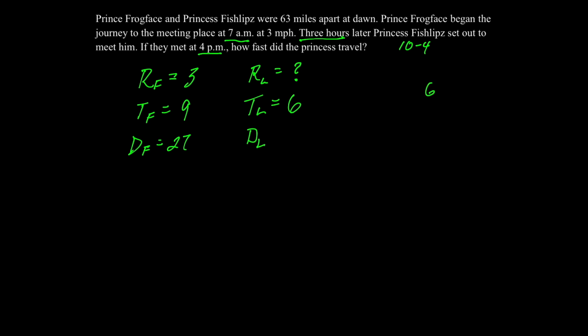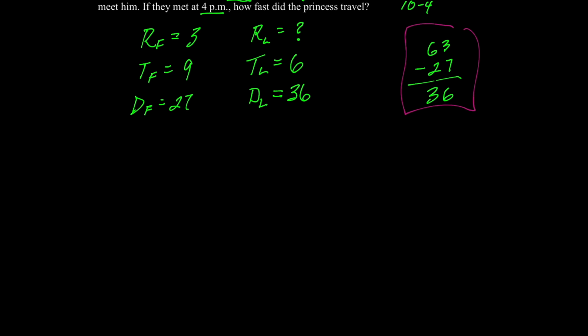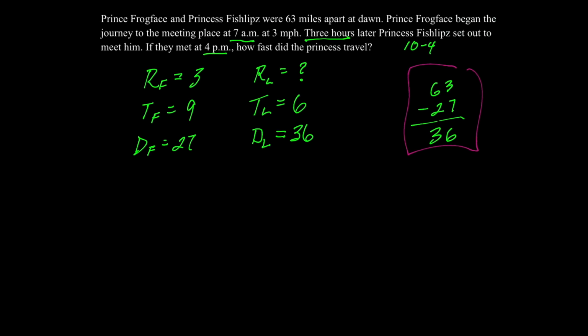If I know they went 63 miles, and I know that Prince Frogface walked 27 miles, I could figure out here that Princess Fishlips walked 36 miles. So just by doing a little bit of scratch work over here, if I had a calculator, maybe I would have used that. So anyhow, the total distance adds up to 63, but I don't even have to set that up. I have enough information just right here to figure out what Princess Fishlips' rate was.